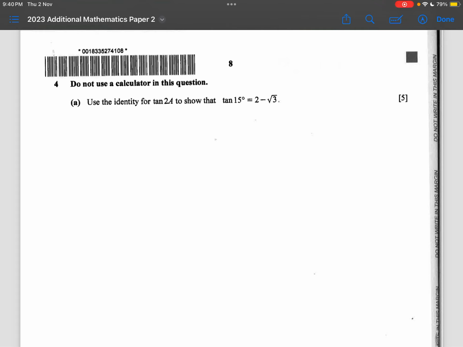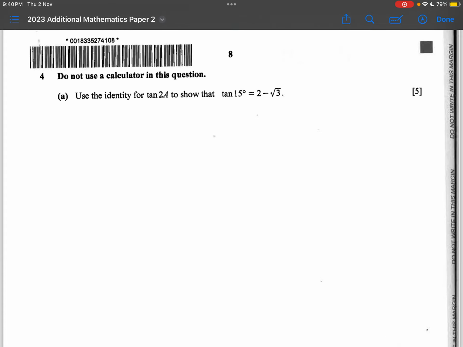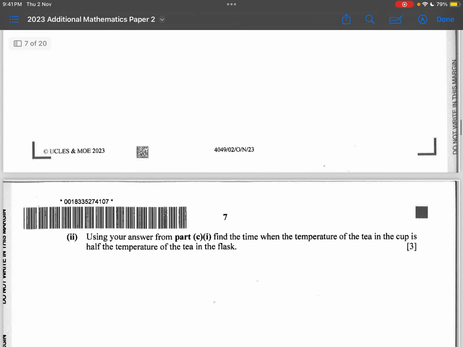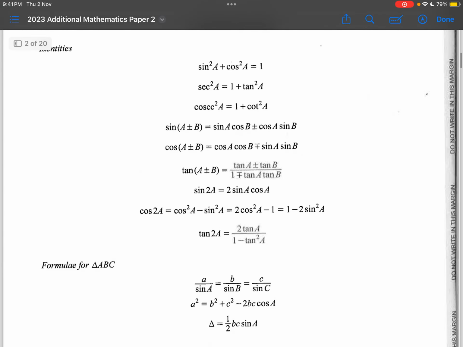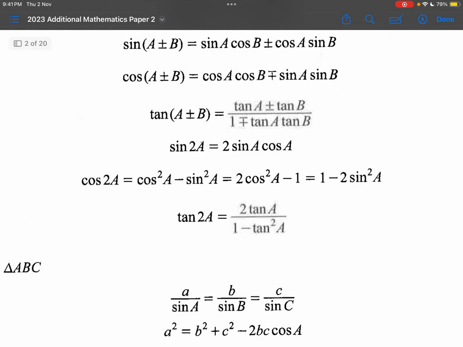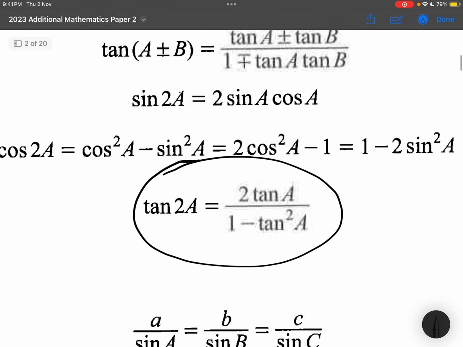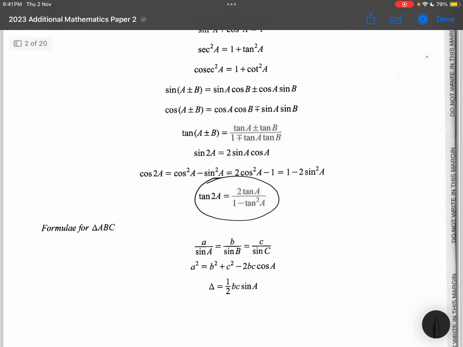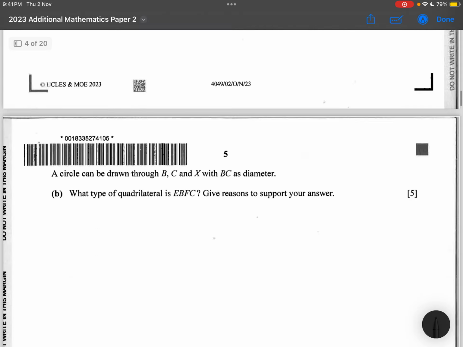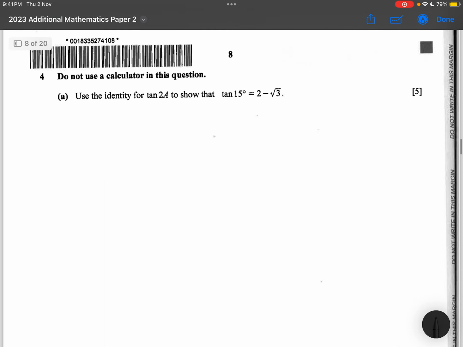This particular question stumped many students the most. It is a question on trigonometry identities, and we will look at this question today. Use the identity for tangent 2A to show that tangent 15 degrees is 2 minus square root 3. So in this case, we have to refer to our formula sheet, and it just happens to be here. Tangent 2A is right over here. So it says that tangent 2A is equivalent to 2 tangent A over 1 minus tangent squared A. We will apply this formula to help us answer the trick question over here.